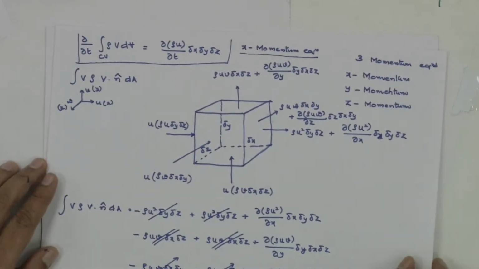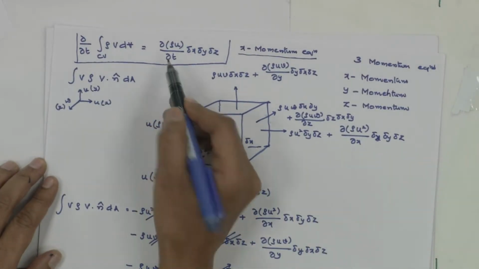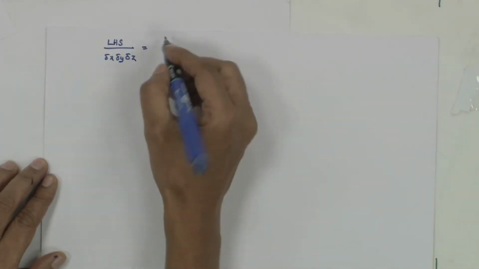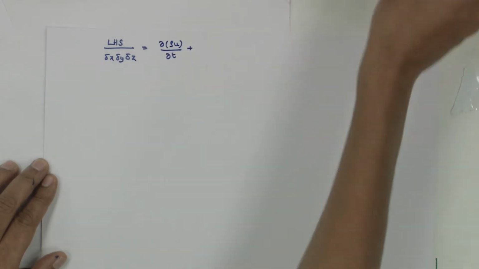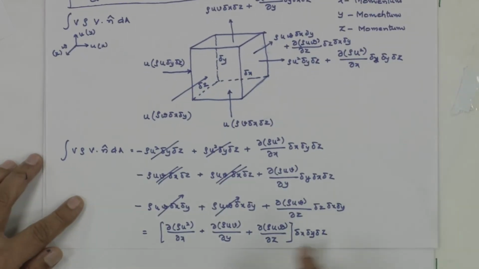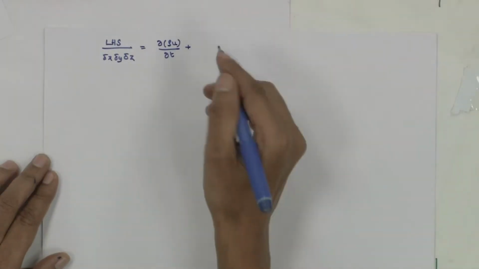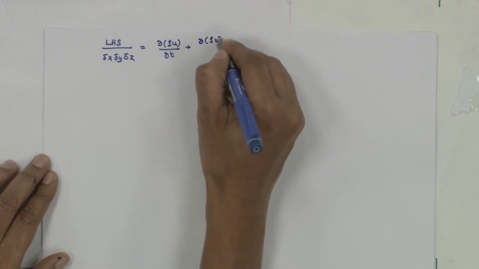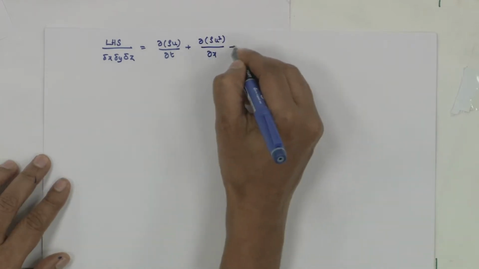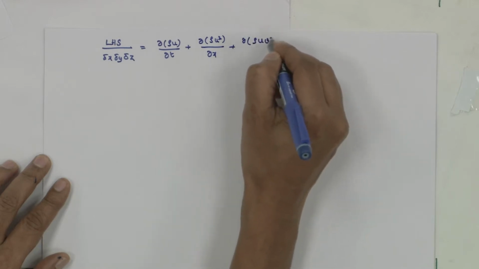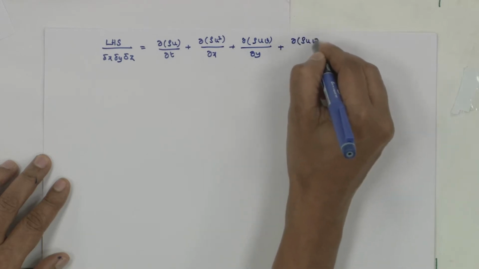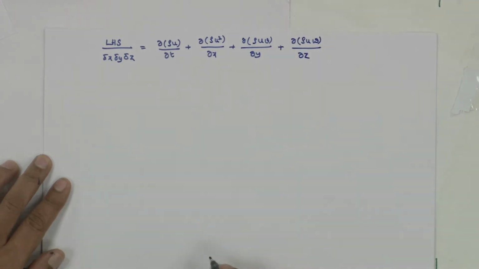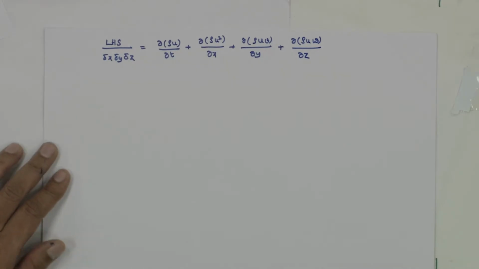What was the first term? We had del of rho u by del t, and the next three terms which we had gotten here, that is del of rho u squared, rho uv and rho uw. Let me write that. So you have del of rho u squared upon del x plus del of rho uv upon del y plus del of rho uw upon del z. So there is a small algebra which we need to do here.